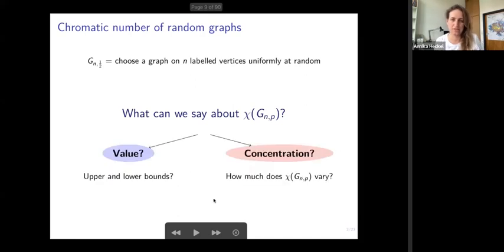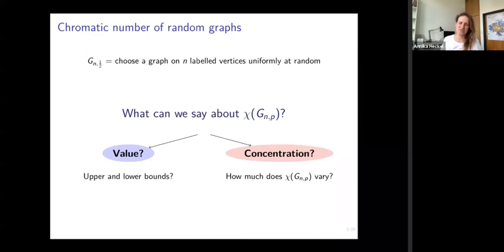And there are a lot of results about the chromatic number of the random graph G(n,p). In general, they usually either talk about the value of the chromatic number, giving upper or lower bounds which hold with high probability. Or they talk about the second question, which is the focus of this talk: even if we can't pin down the value of the chromatic number exactly, can we say something about how much it varies? So how wide is the distribution of the chromatic number of G(n,p)?